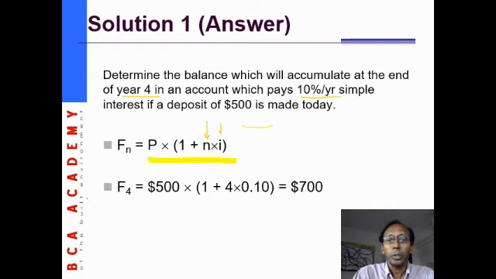So substituting these values in this equation, you will get, if you put $500 in the bank at the interest rate of 10% for a duration of 4 years, at the end of it you will get $700, $200 more. Oh, that's very good news. But the only thing is that in Singapore, you cannot find a bank which gives you 10% interest.